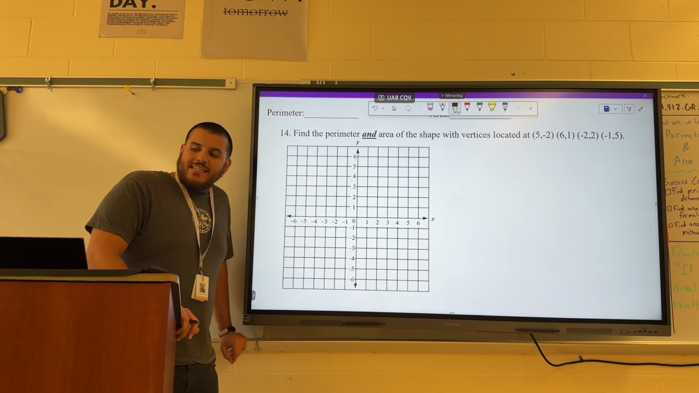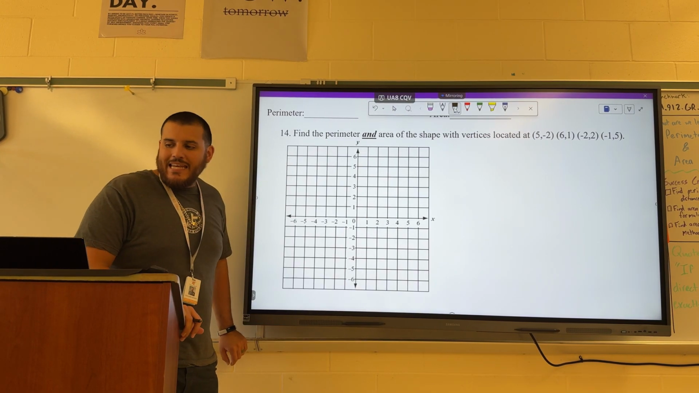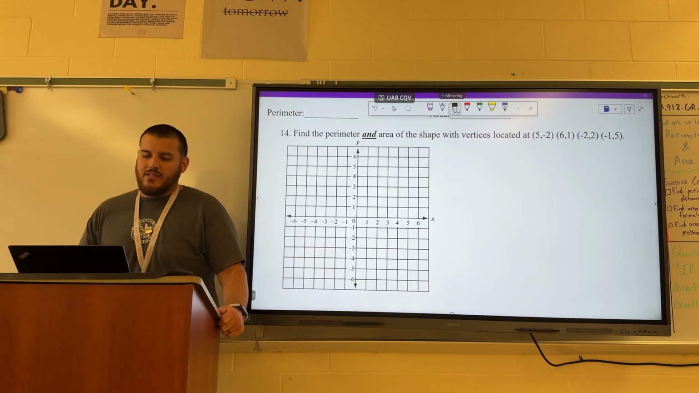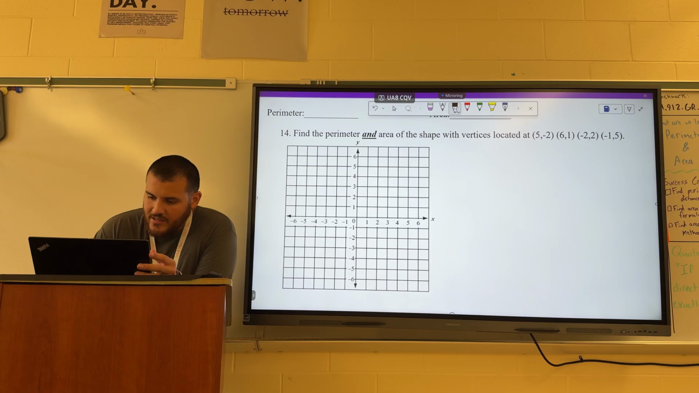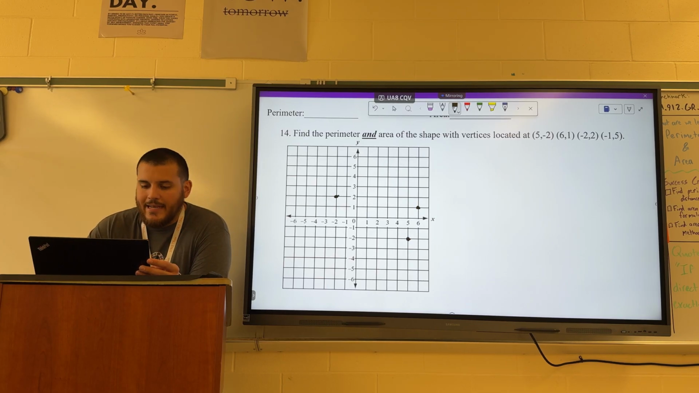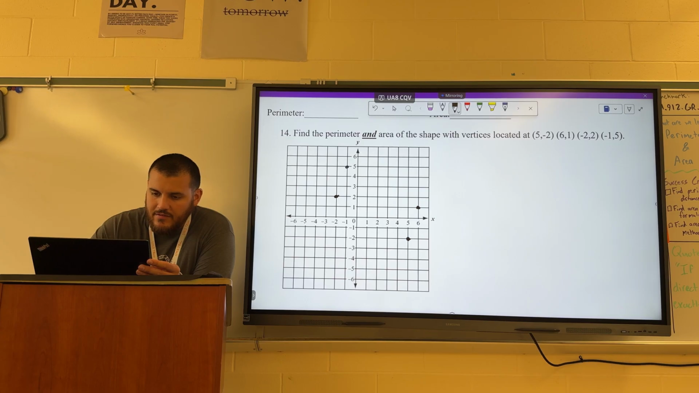All right, in our last example, we have to find the perimeter and area of a shape with vertices given by 4 different points. Positive 5, negative 2 is right there. Positive 6, positive 1, right there. Negative 2, positive 2, right there. And negative 1, positive 5, right there. And that gives us this figure, this quadrilateral, this 4-sided shape.